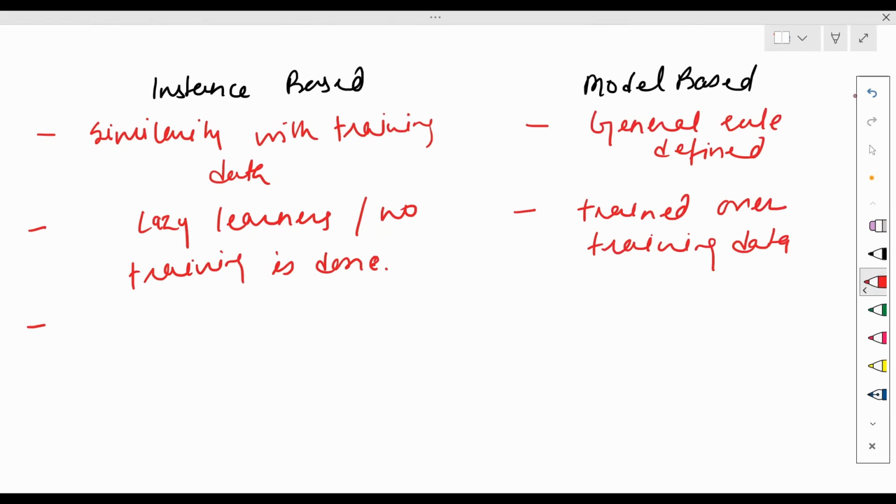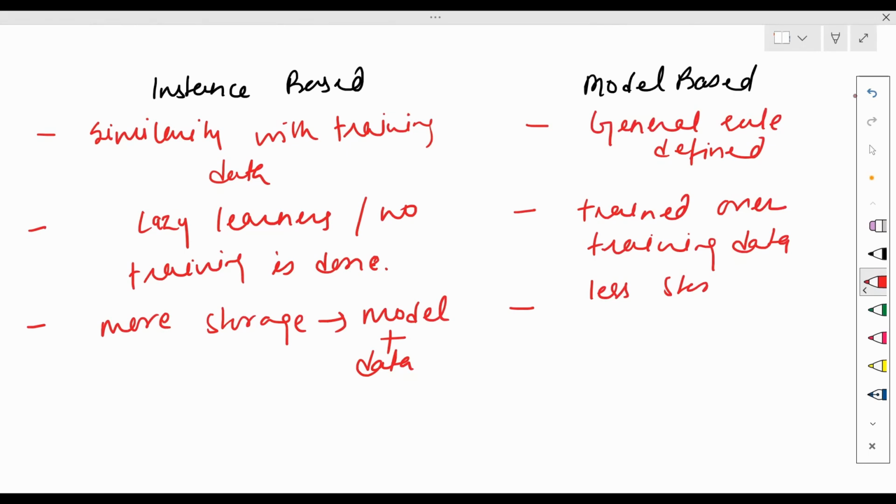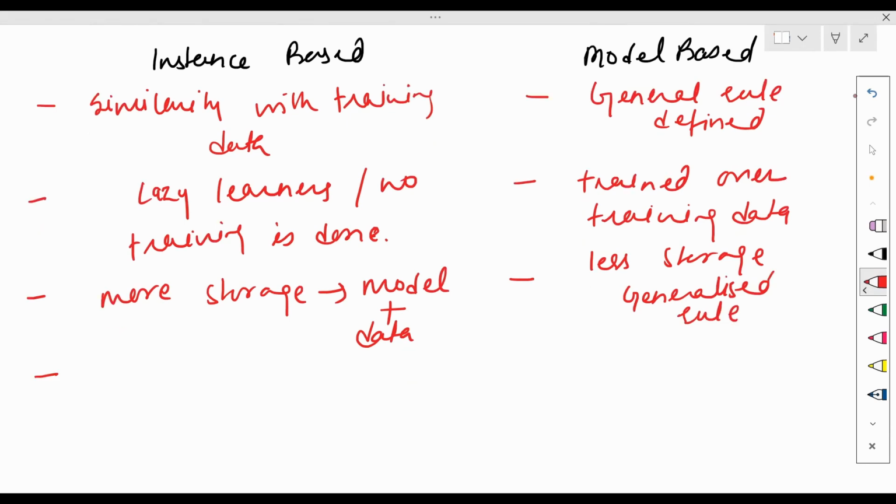Instance-based algorithms will require more storage, as along with the model, they need to store the data as well. While model-based algorithms will require less storage, as they will only store the generalized rule. These are all the major differences between instance-based and model-based algorithms.